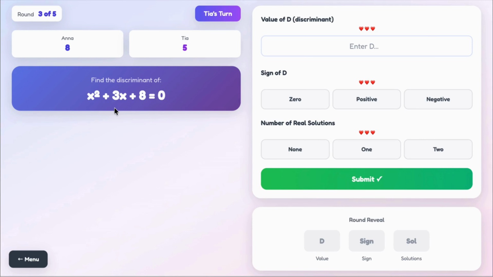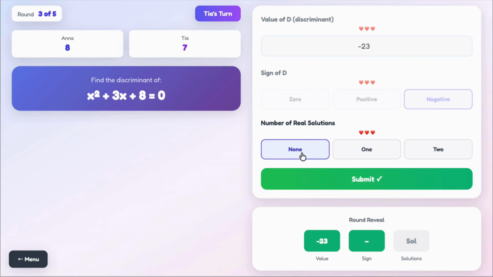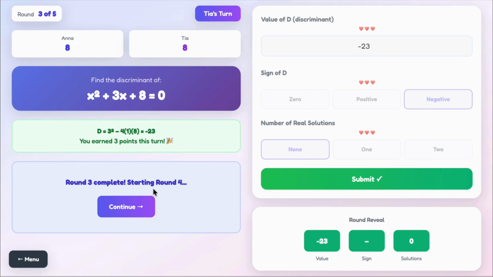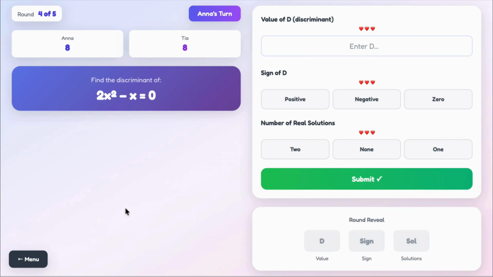So that's positive 9. 4 times 1 is 4 times 8 is 32. It's negative 32 plus 9. Well, if I did plus 10, it would be negative 22. So negative 23. Let's check. Yep, we know that's negative. And we're in the imaginary world, so there's no real solutions. It's all tied up. So here we have no C, or C is 0.